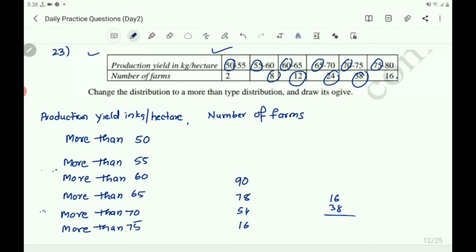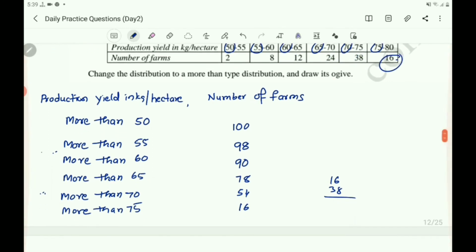90 plus 8 is 98, then 100. So here you can start from 100 and subtract 2 from 100, again subtract 8, again subtract 12, you will get the same. First you will get 100, then 98, 90, 78, 54, 16, or for our convenience let us start from the last class interval 16 and add 38, next 24, next 12, next 8, next 2. So you will get it like this.